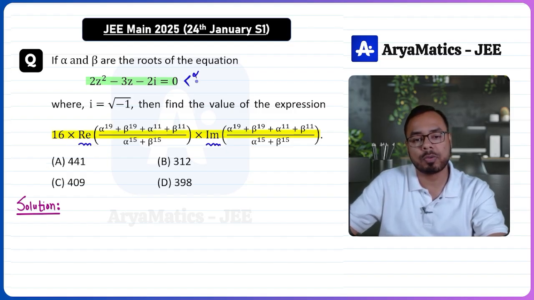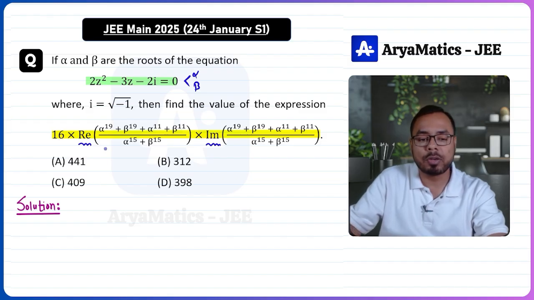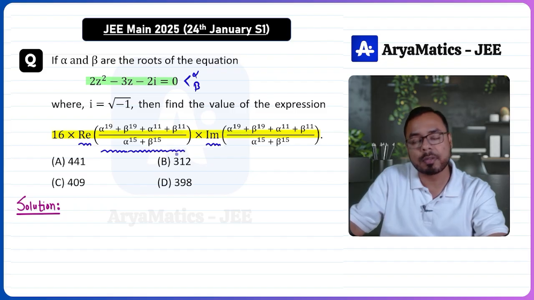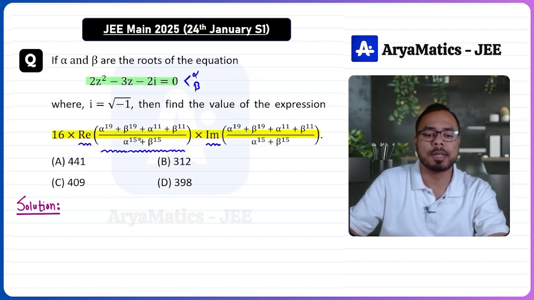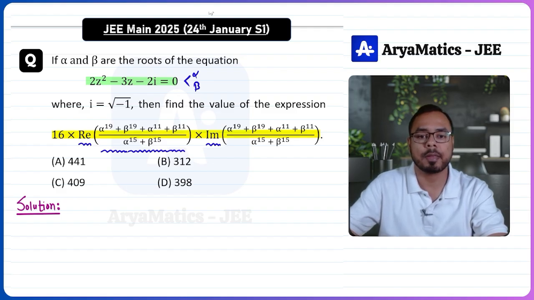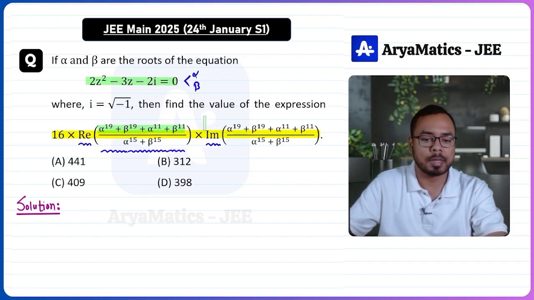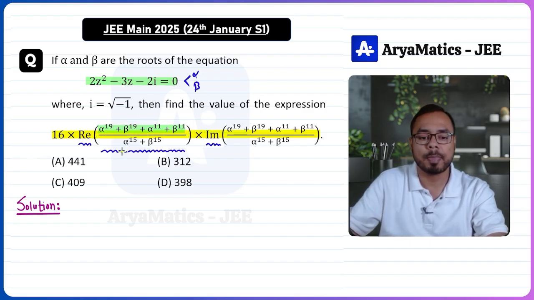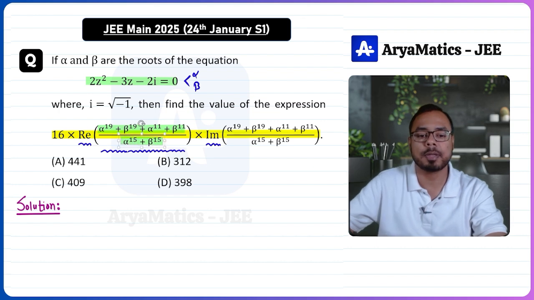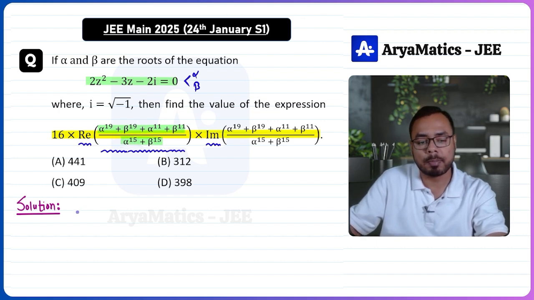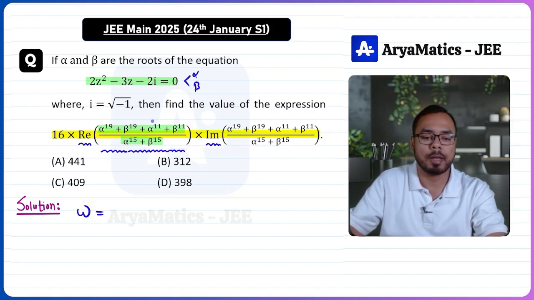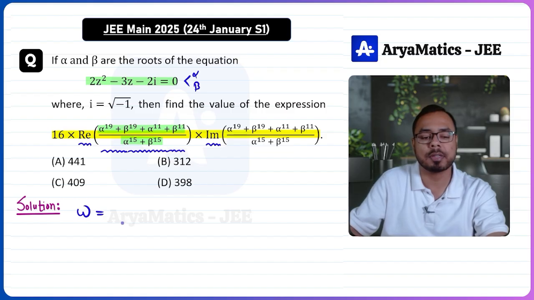Now for this equation, the roots are alpha and beta. First, we need to simplify this expression, and then we'll see what the real and imaginary parts of this one are. So for a moment, let us say that this complex number, alpha raised to 19 plus beta raised to 19 plus alpha raised to 11 plus beta raised to 11, divided by alpha raised to 15 plus beta raised to 15, is omega. We have to think about how we can simplify this one. And remember, alpha is the root of this quadratic, so alpha will satisfy this quadratic equation.